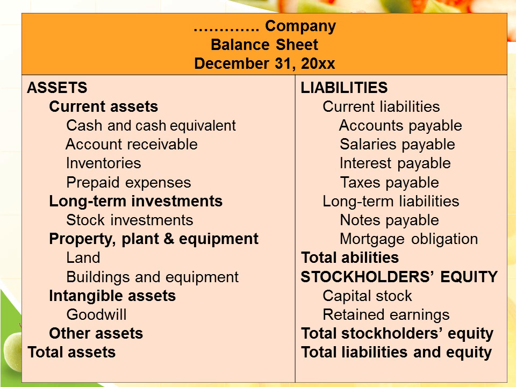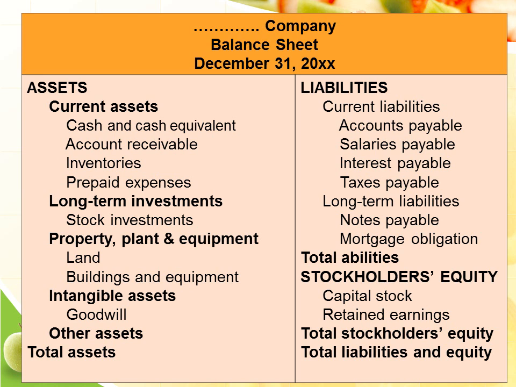This is the balance sheet of a business. As you can see, balance sheets have two sides, the asset side and the liability and equity section. The asset side of the balance sheet may be divided into five separate sections: current assets, long-term investments, property, plant and equipment, intangible assets, and other assets.